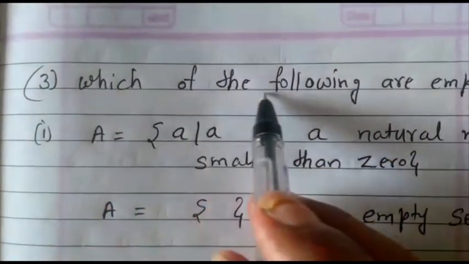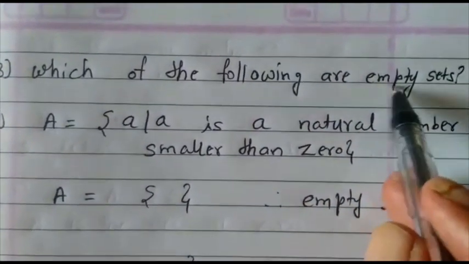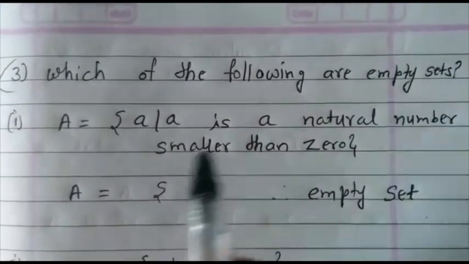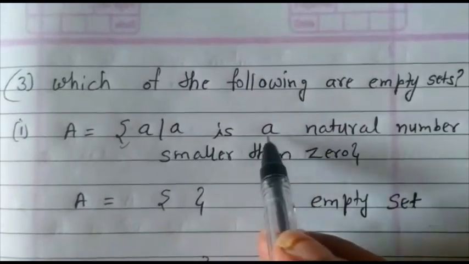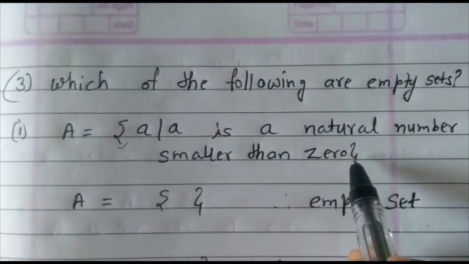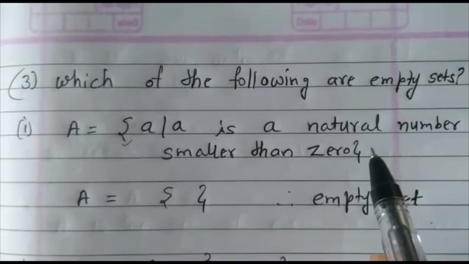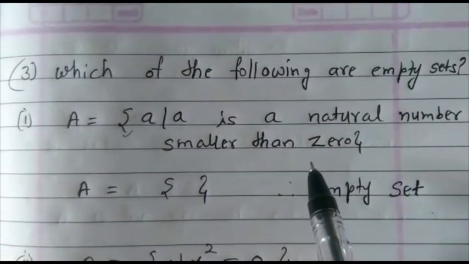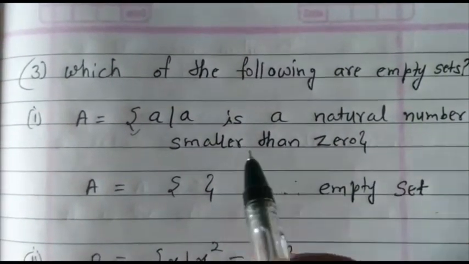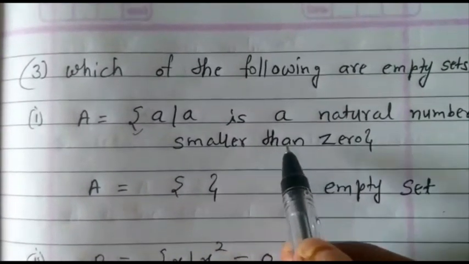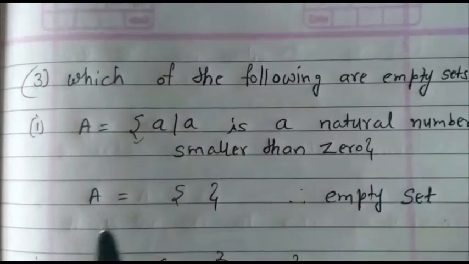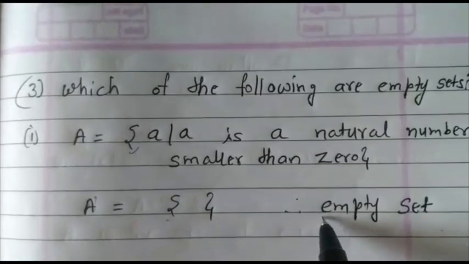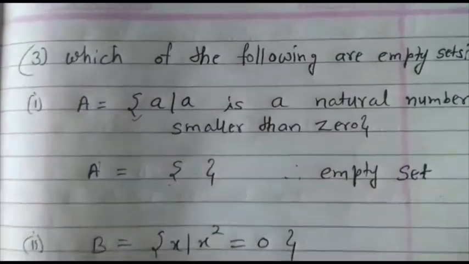Question number 3. Which of the following are the empty set? Empty set means there are no elements. That is known as a null set. A is equal to {a : a is a natural number smaller than 0}. So we know it is known as an empty set. Why? The natural number starts from 1, 2, 3, 4, 5. That means it is greater than 0. So from whatever statement is given, we have to write set A is equal to, there is no element, so that is known as an empty set.